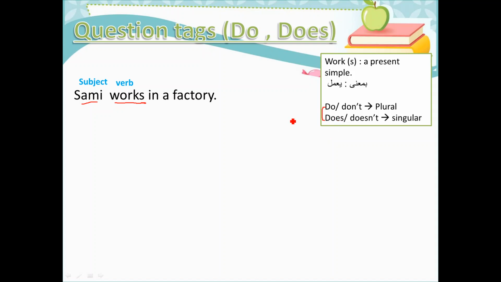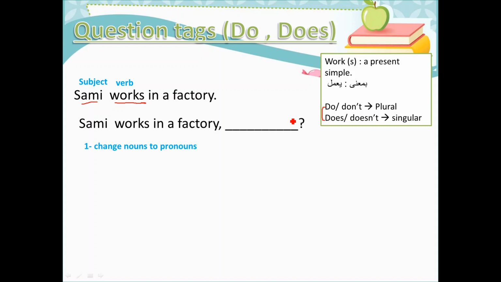Okay. Now again to go back to basics أعود إلى أساسيات ال question tags. We have to know this. Number one, change nouns to pronouns. قلنا سابقا إذا كان الفاعل اسم شخص أو اسم مثلا كالطلاب المعلم وغيره من الألقاب يجب أن نحوله إلى ضمير مناسب له من حيث العدد ومن حيث التأنيث والتذكير. So Sammy is a boy هو ولد وهو مفرد فبالتالي الضمير المناسب له هو he.